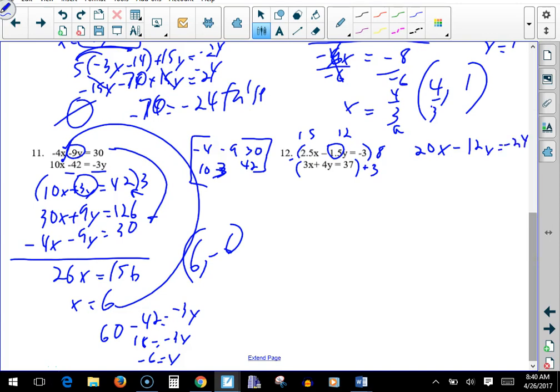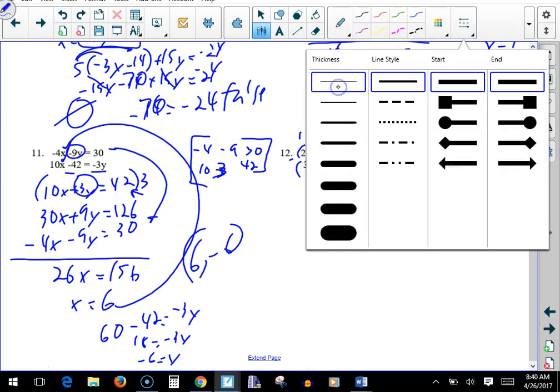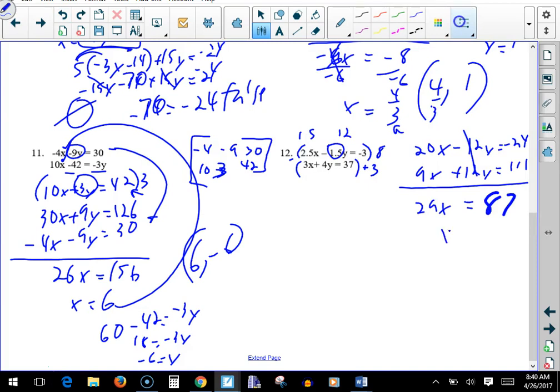Now multiply by positive 3: 9x plus 12y equals 7 times 3 is 21, 111. I get 29x, those cancel, equals... so that's going to equal 87 divided by 29, and x is 3.